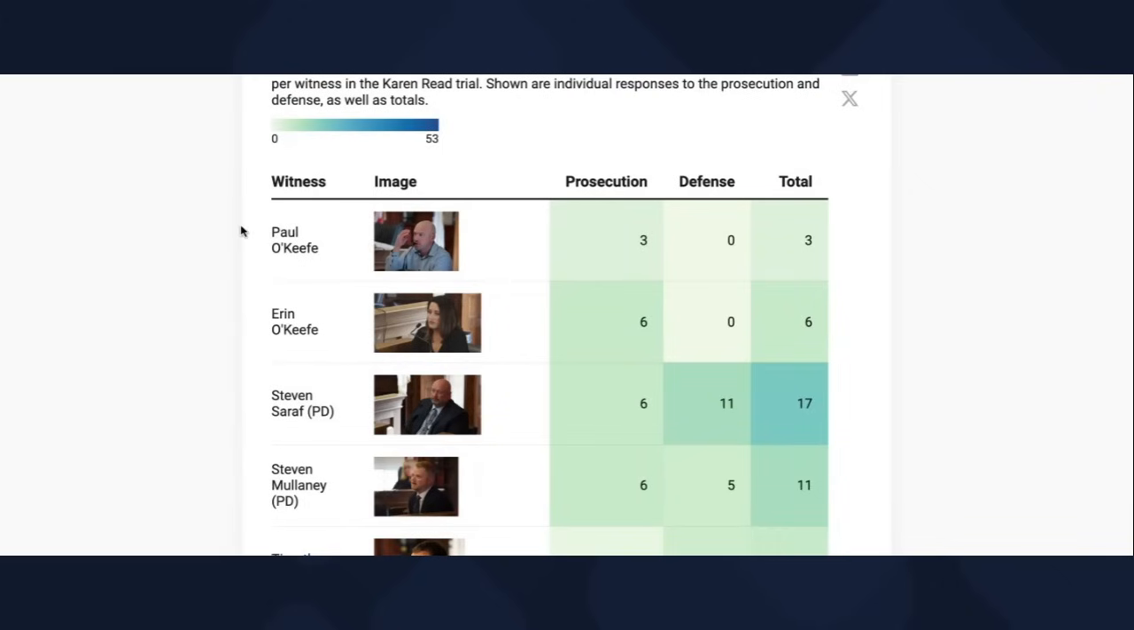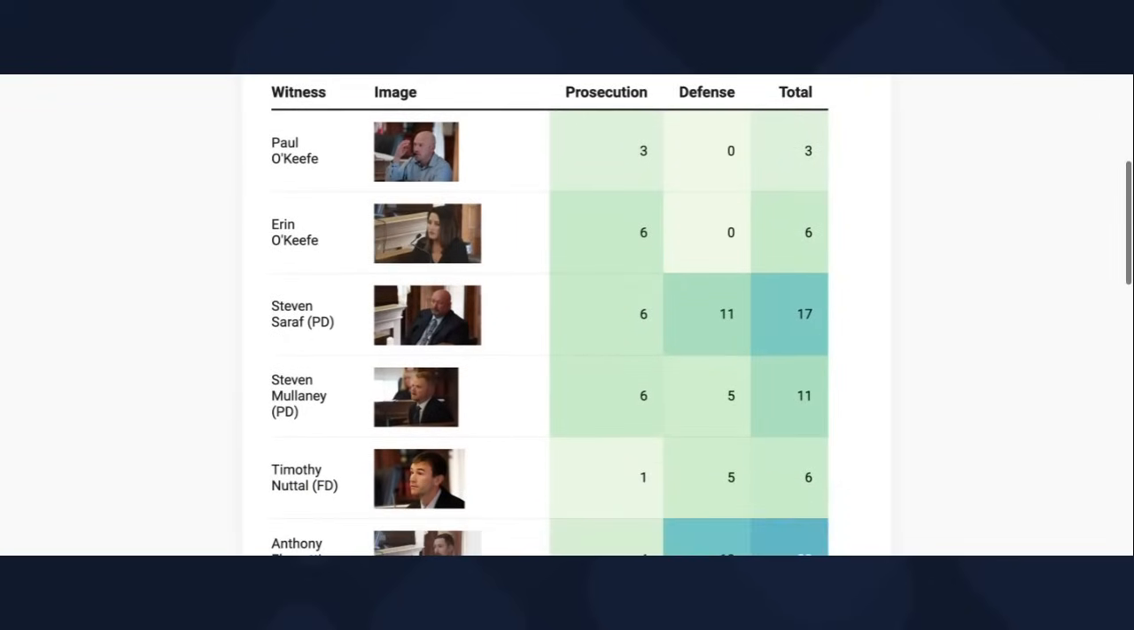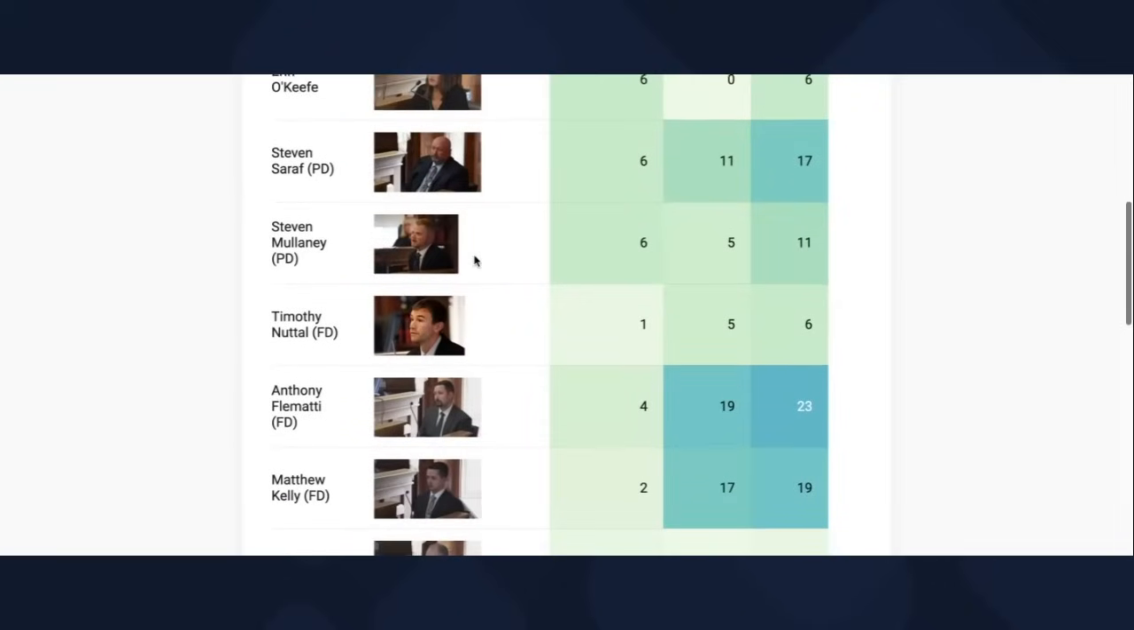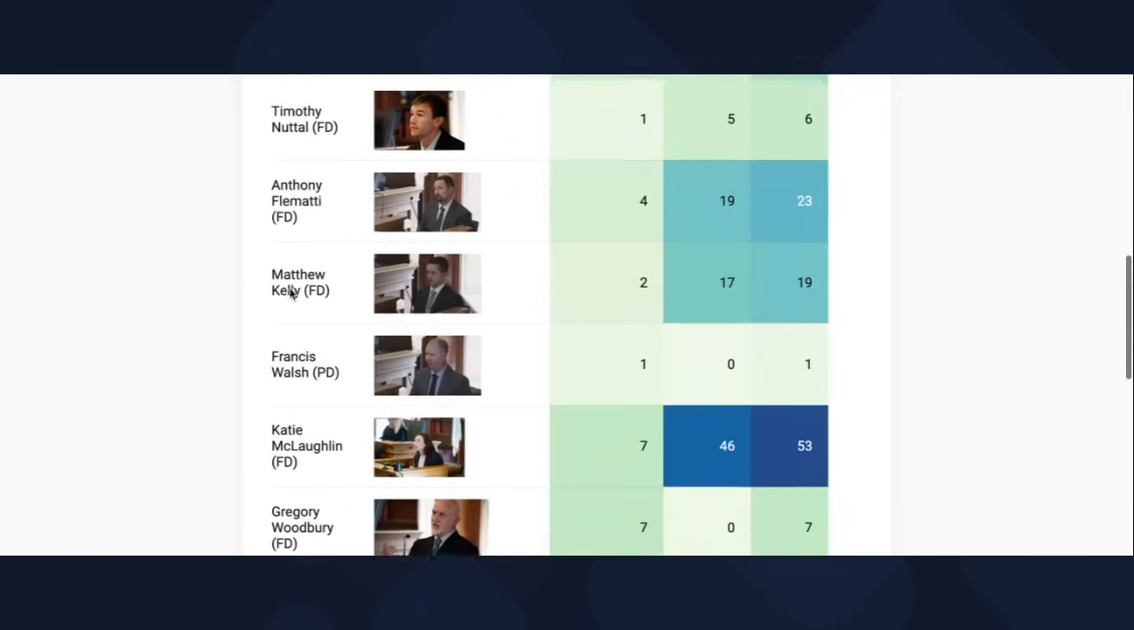And yeah, you can see some folks sort of emerge, like Officer Stephen Saraf. You can see that there are probably about twice as many negative recall responses to the defense, for a total of 17. And then we've got a couple of folks from the fire department with higher totals and definitely more of an imbalance toward the defense side here.